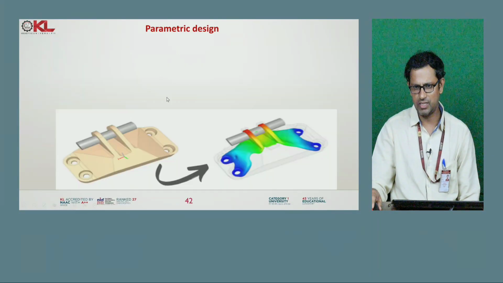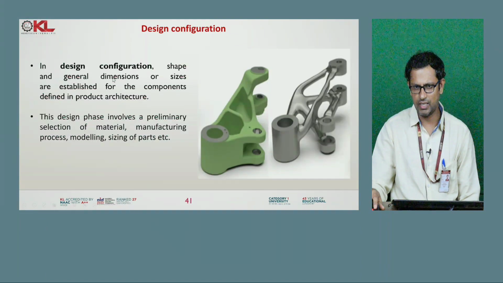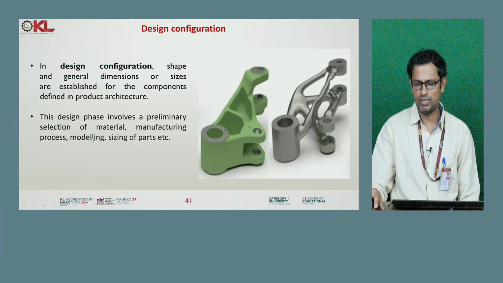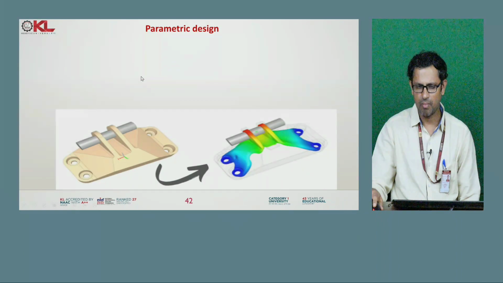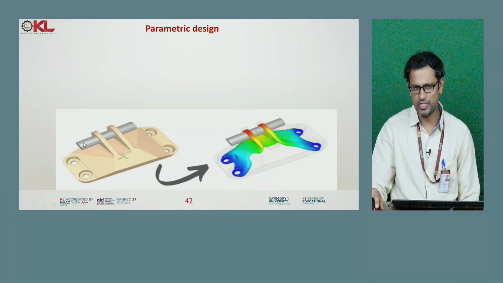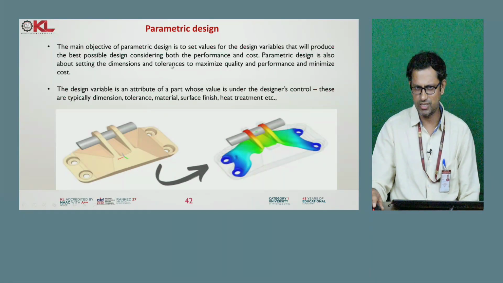In the design configuration step, we will assign the dimensions or sizes that the product should consist of, and in the same design configuration process itself we will decide a preliminary selection of the material as well as which kind of manufacturing process we have to use, what the dimensions are, how to model it, and what the sizes of the different parts are. Everything will be decided in this design configuration step. Once that is designed, I told you already in the previous session the diameter of the shaft, let us say 10 mm. So for that 10 mm, is it okay or do I have to change the dimension?